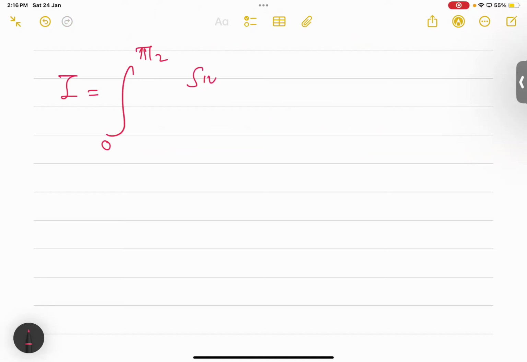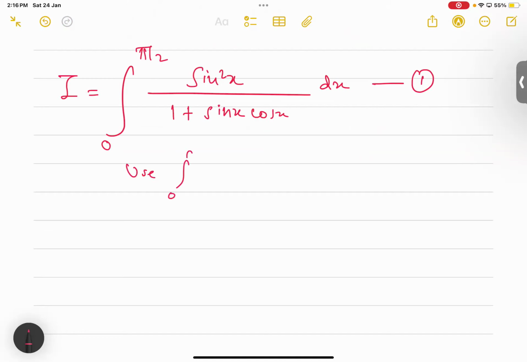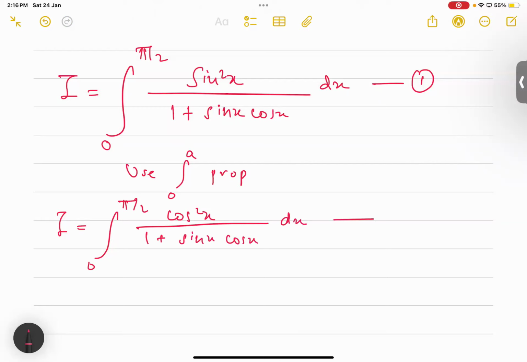Integration 0 to pi by 2 sin square x, now this time it is 1 plus sin x cos x. Huh? It is 1 plus sin x cos x. Okay. Equation number 1. Use the 0 to a property. What will be I? Anyone, directly can you tell me what will be I? Cos x into sin x can be written as sin x into cos x, right? So we are not writing all the steps in between, but I hope everybody understood this property application.